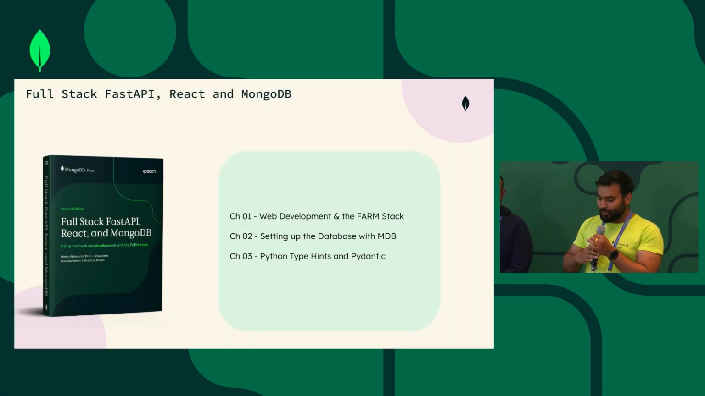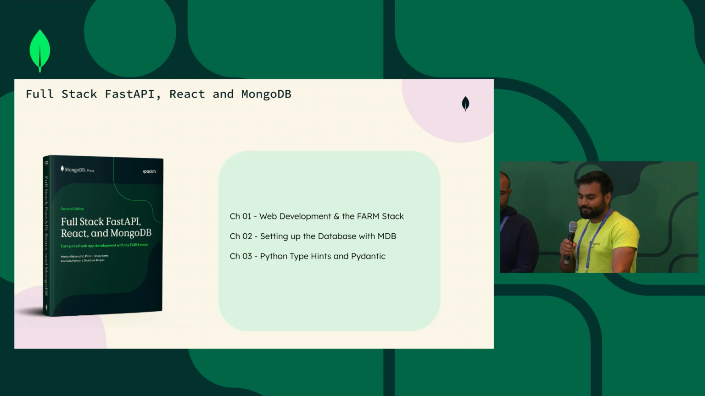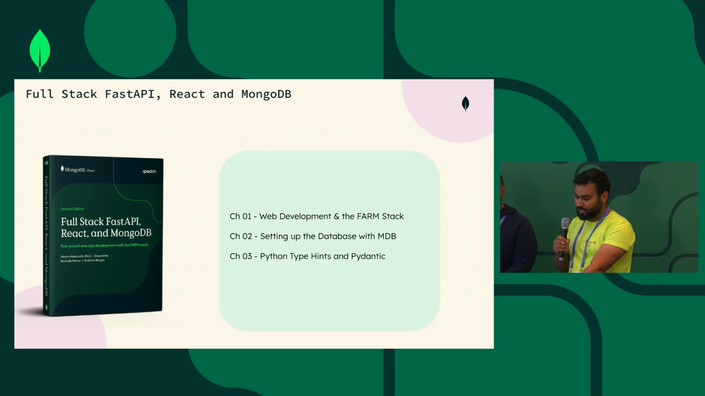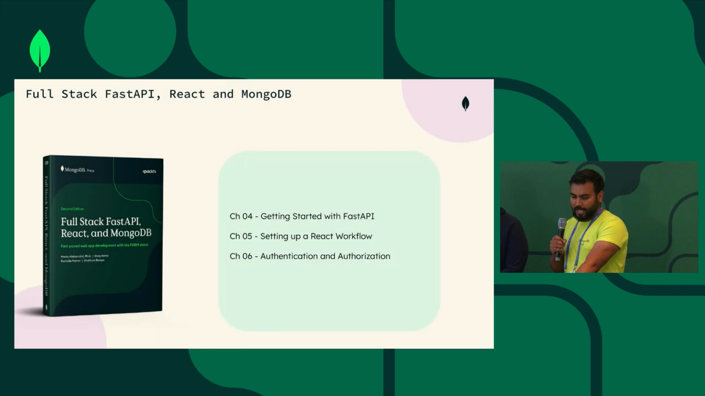In this particular book, what we have covered is web development and the FarmStack, how you can develop a modern web application using FarmStack. We then dive a little bit into setting up the MongoDB database, Atlas, Compass, and other MongoSH tools that you've been installing. Then we talk a little bit about Python type hints and Pydantic, how you can use type hints and Pydantic to enforce data integrity in your application. And then we dive deeper into getting started with FastAPI.